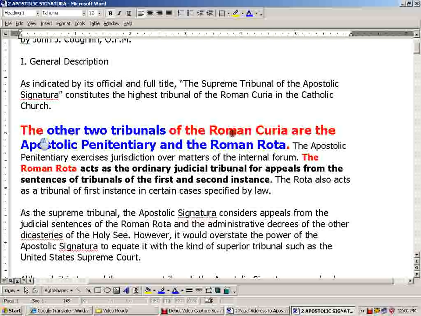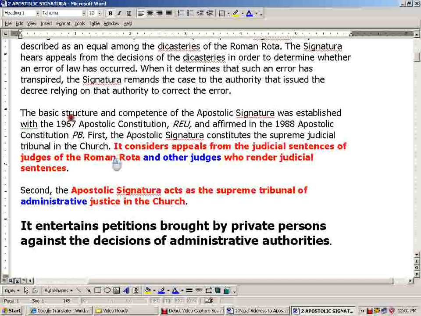So the other two tribunals of the Roman Curia are the Apostolic Penitentiary and the Roman Rota. The Roman Rota acts as the ordinary judicial tribunal for appeals from sentences of tribunals of the first and second instance. So it's an appeals court. But the Apostolic Signatura considers appeals from judicial sentences of judges of the Roman Rota and other judges who render judicial sentences. That's the first thing. Second, the Apostolic Signatura acts as the supreme tribunal of administrative justice in the Church, executive justice. So if somebody's already been sentenced and they're sitting in jail, you could take it to the Apostolic Signatura.